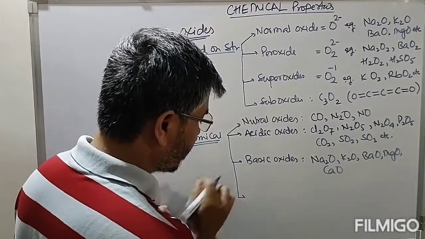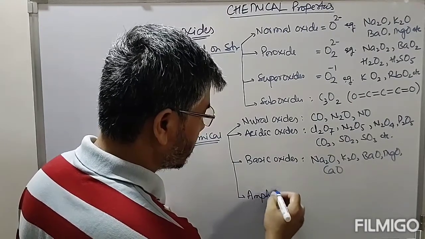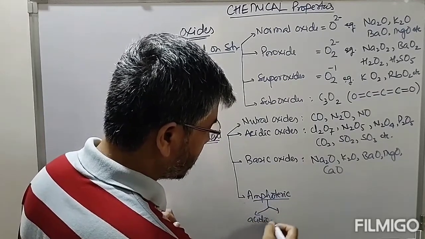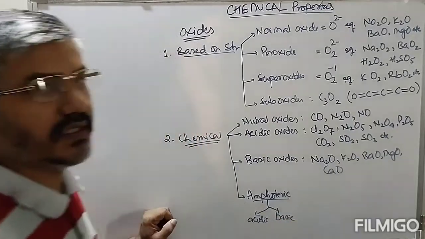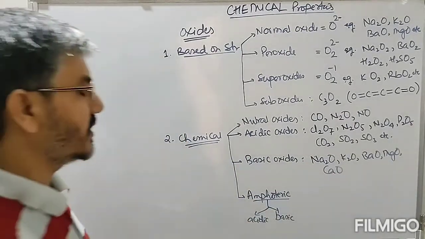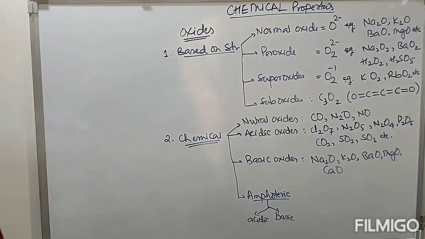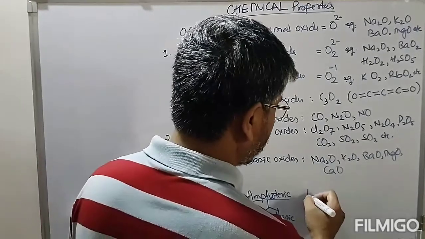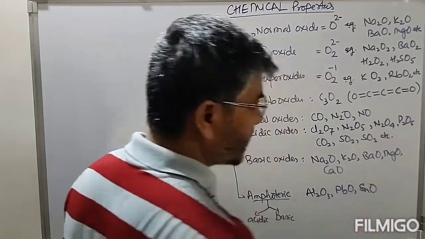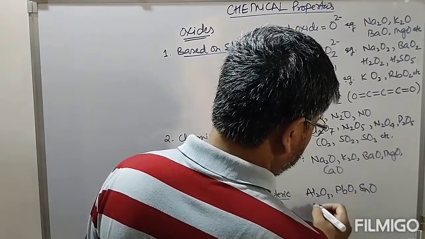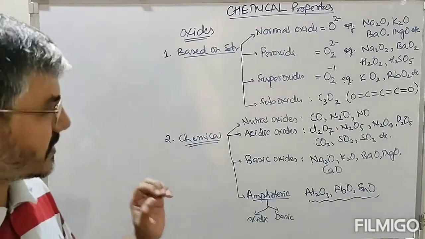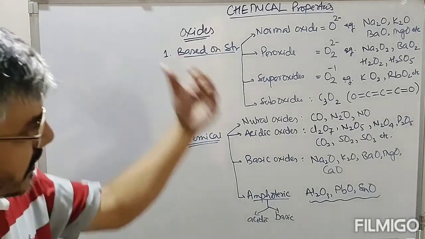Then we have amphoteric oxides. These are the oxides that show dual property. They show acidic as well as basic property. Now the metal oxides of p block elements show amphoteric nature. So we have Al2O3, lead oxide, tin oxide. These oxides show both acidic as well as basic properties, so these oxides are known as amphoteric. So we can have a number of combinations of these oxides.